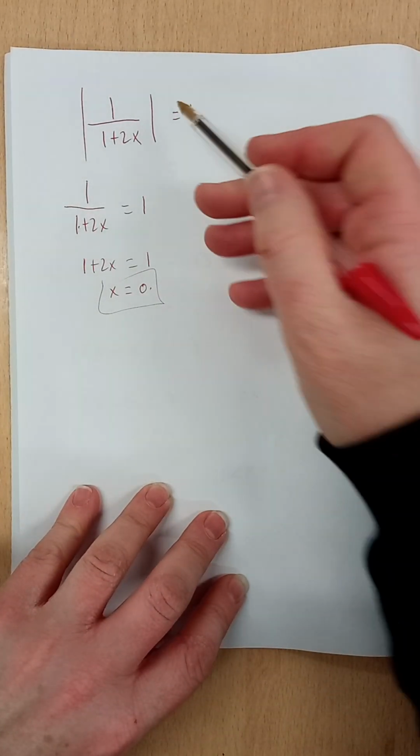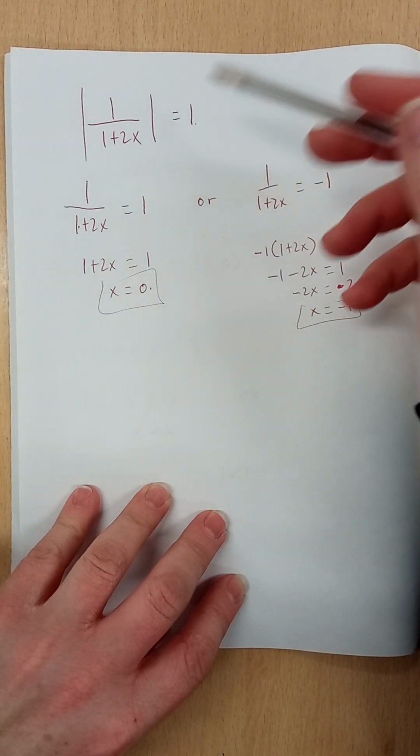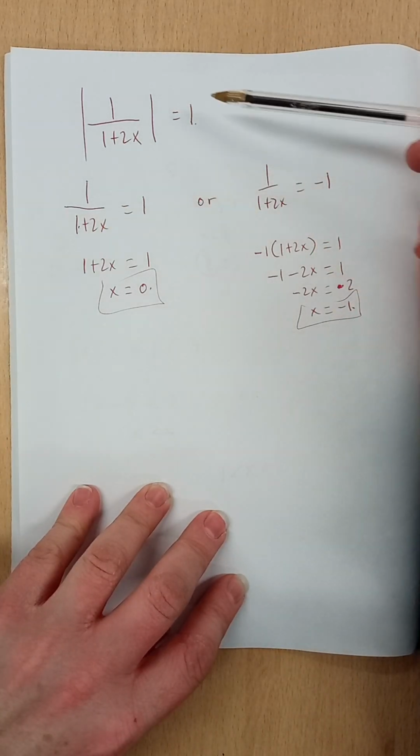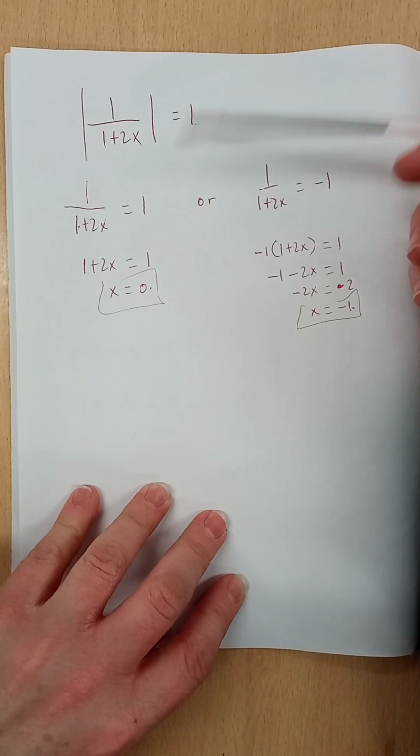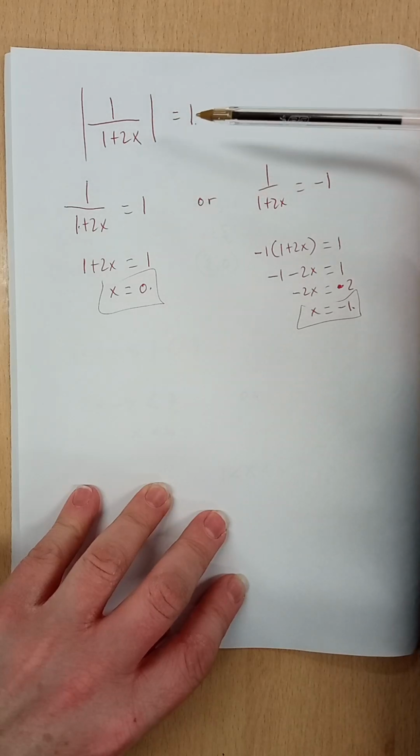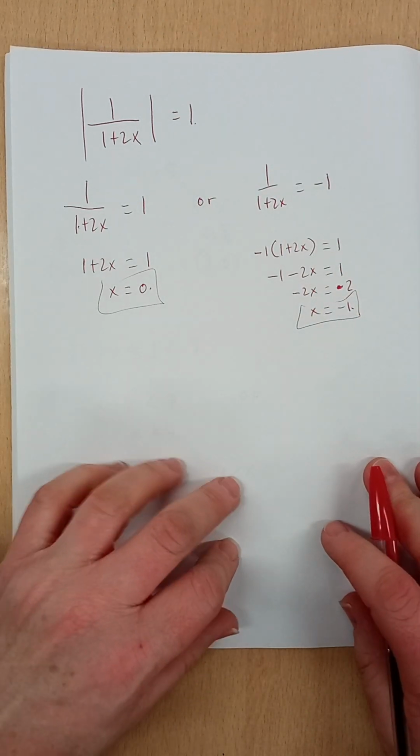Okay? Now, if that was a less than or equal to, you could then decide, well, you know, I could sketch it if I wanted to, or I could try and solve it. Okay? So that's how you do your modulars.